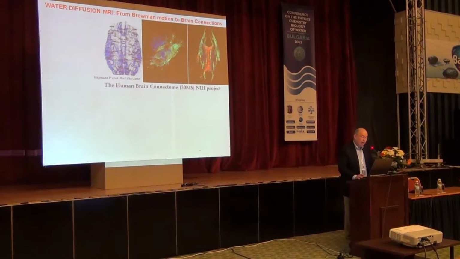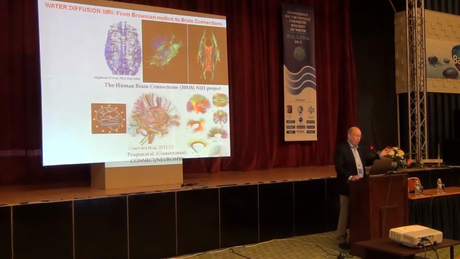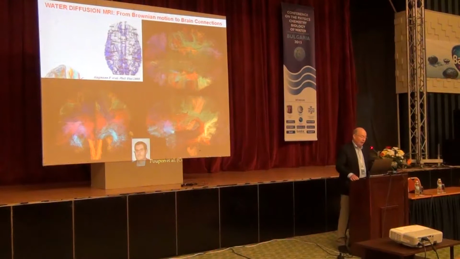NIH has given $50 million to establish the human brain connectome. In Europe, we got only €2 million, but we were faster. This is the atlas of brain connection obtained in one subject. We have now 100 of them. It takes about 15 minutes. And we can get images of the brain connections like that, just in 15 to 20 minutes.